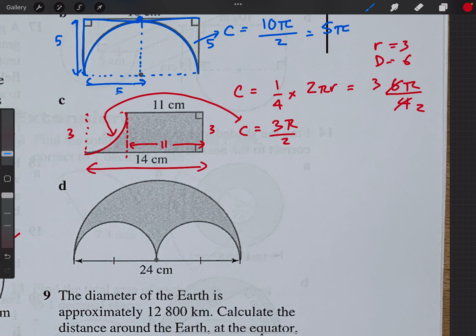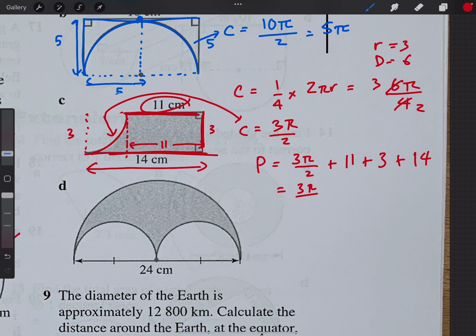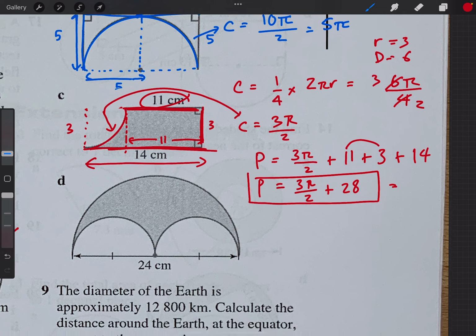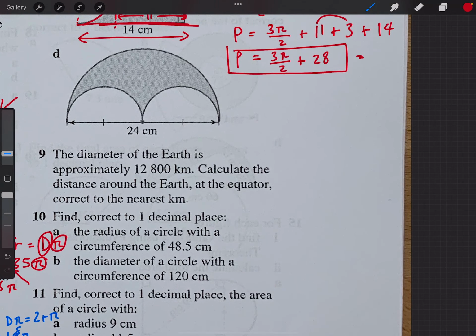Now, so the perimeter is going to be that piece plus 11, that's 11 there, plus that piece, plus 3, plus 14. And that's going to give you 3 pi on 2, plus, now 11 plus 3 is 14, 14 plus 14 is 28. And there's your exact value for the perimeter. Again, use a calculator to get the decimal equivalents. Next one.